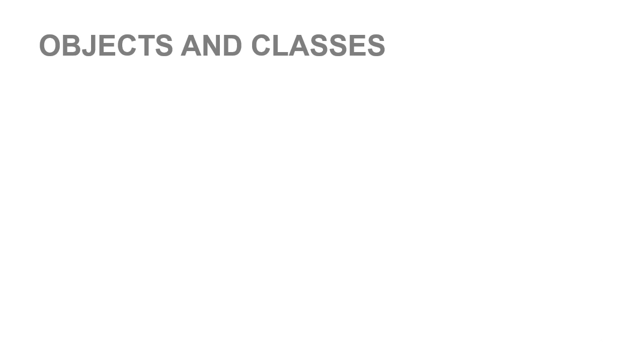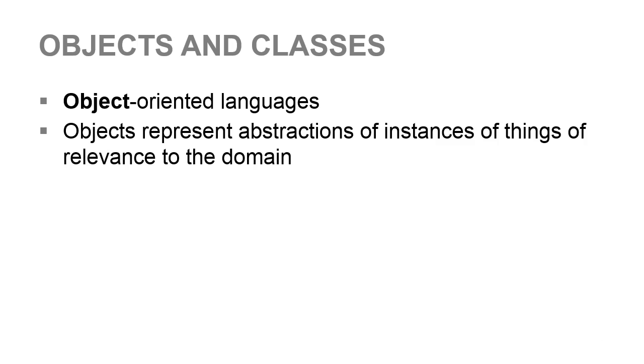In this movie, we'll look at the distinction between objects and classes. We talk about object-oriented programming languages, but when you come to develop code in an object-oriented language, you find that you're defining classes, not objects. So what's the distinction? Objects represent individual instances of things in the domain.